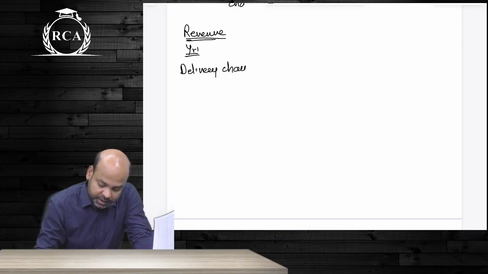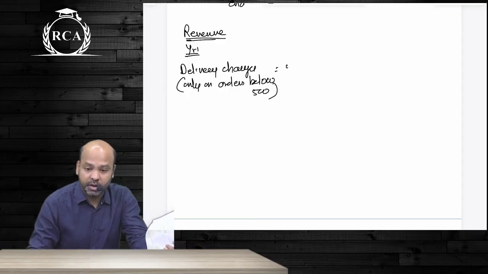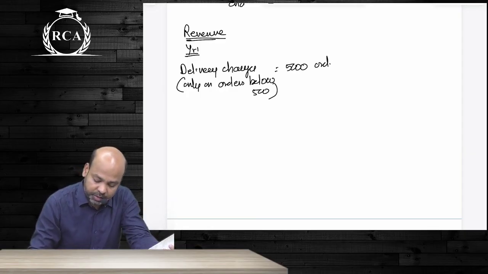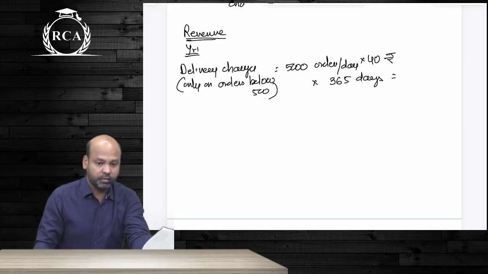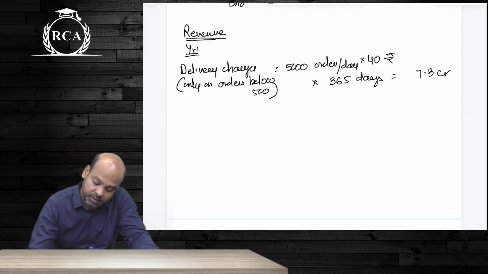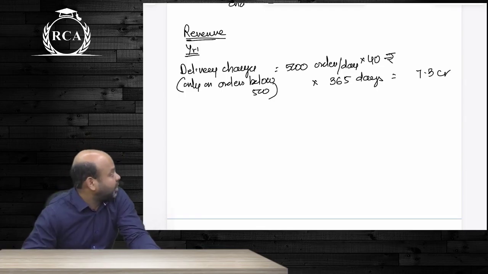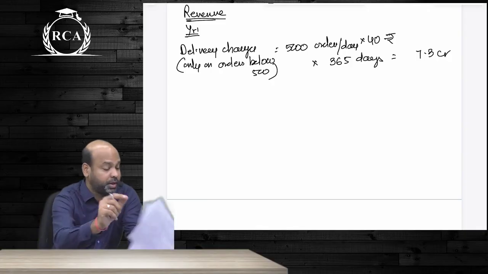Delivery charges guys. This is only on orders below 500. There are how many orders below 500 guys per day? 5,000 such orders per day. Into how much are we charging per delivery? 40 rupees. Into how many days in a year? 7 crores? 7.3 crores. Understood? This is the amount of delivery charge that you're going to get on orders below 500. Next beta, ऊपर देखो next line में.